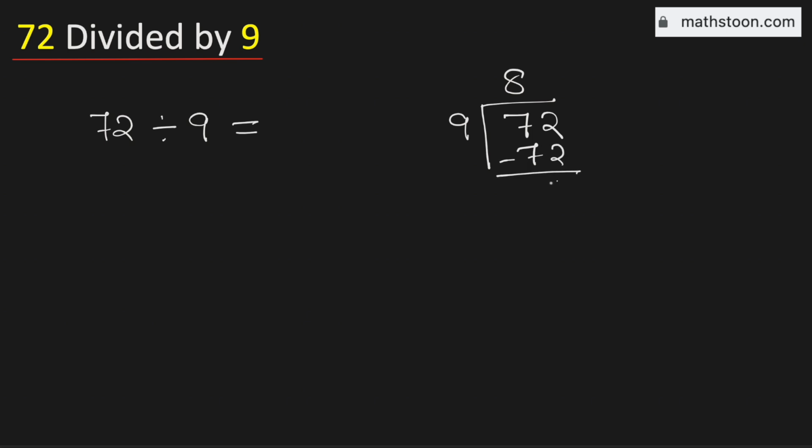Subtract, we get 0. As we have obtained the number 0, we will stop. Therefore, 72 divided by 9 is equal to 8.